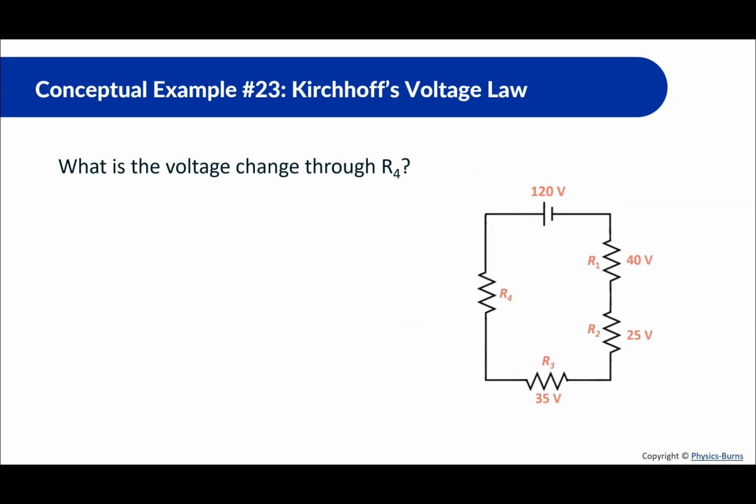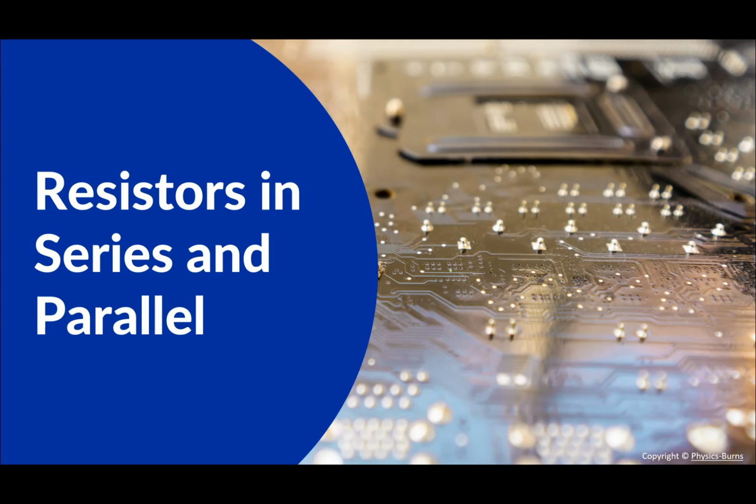Moving on. What is the voltage change through R4? The total is 120. We have 40, 25, and 35. Add them all together: 65, 100. So this should be 20 volts. And that's pretty much it.